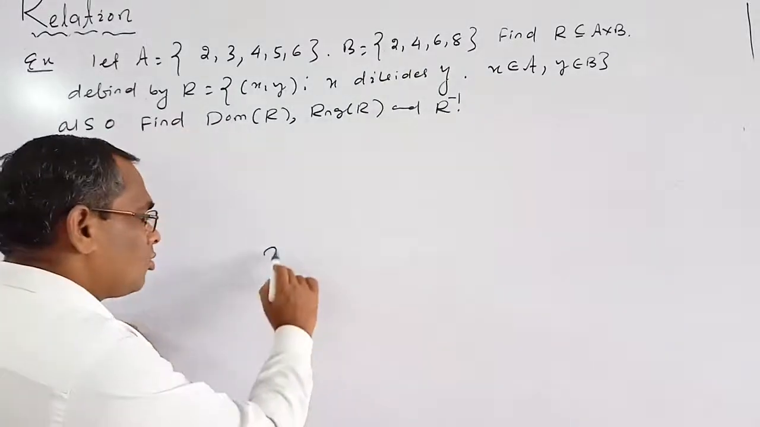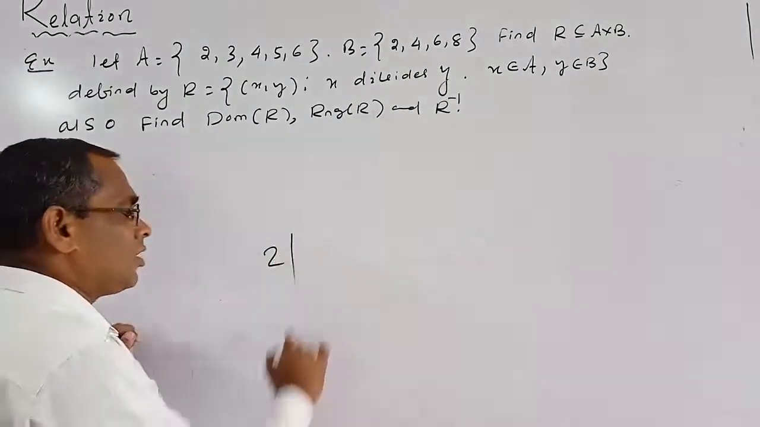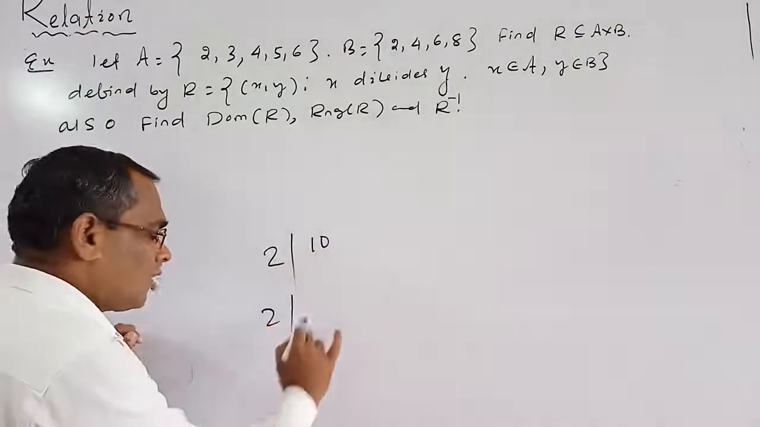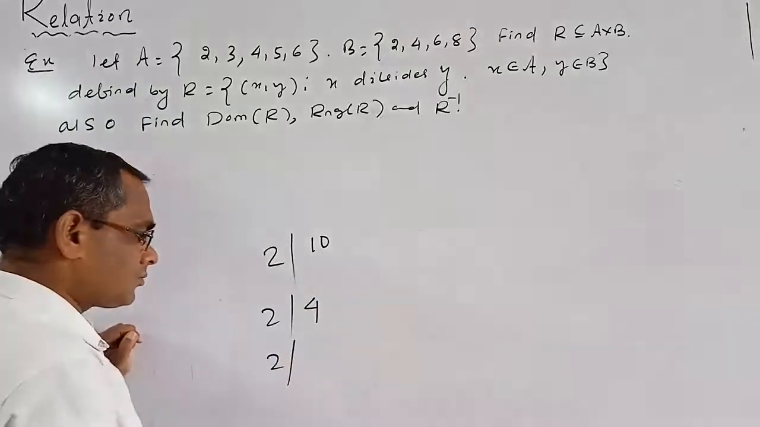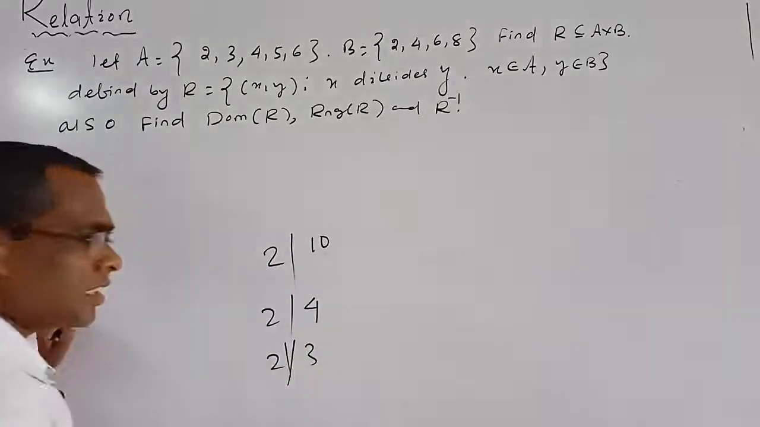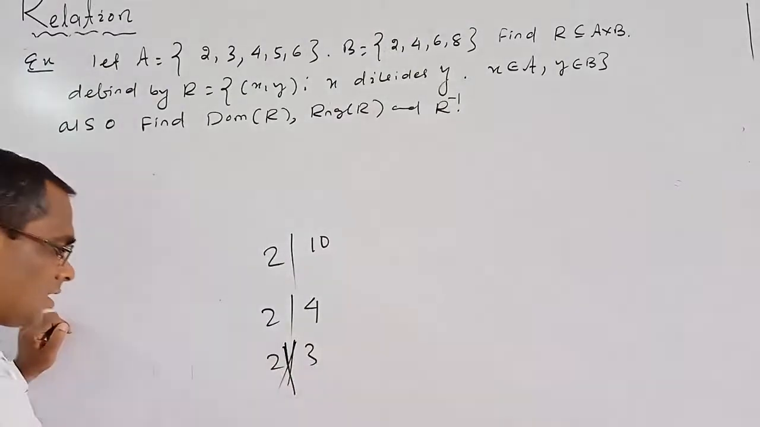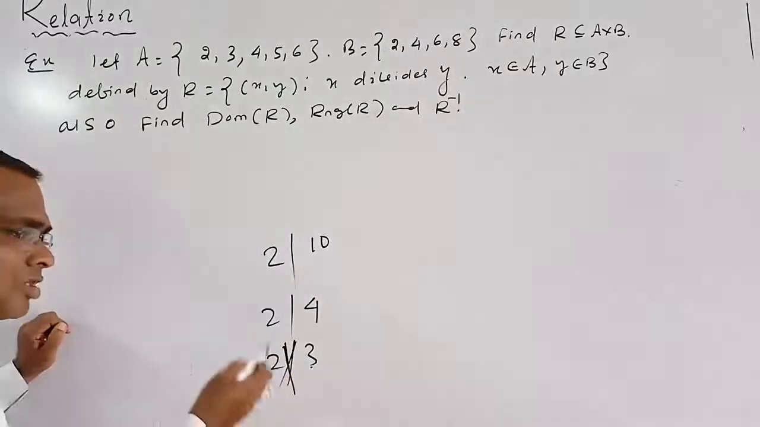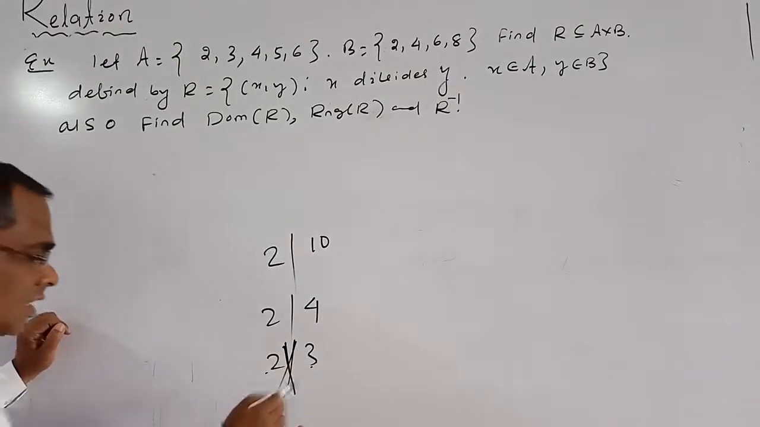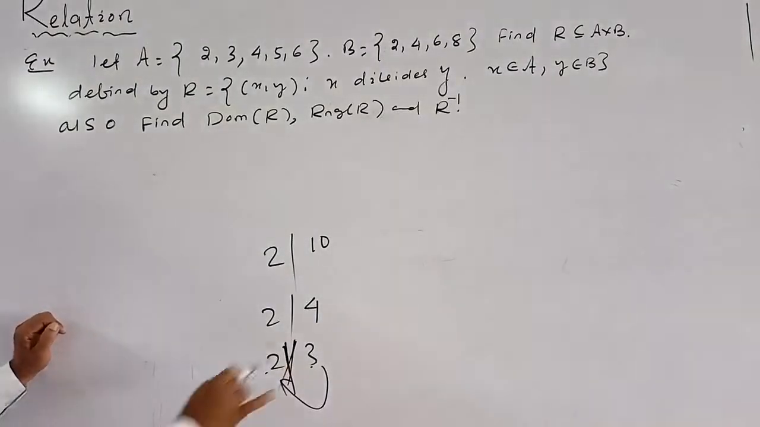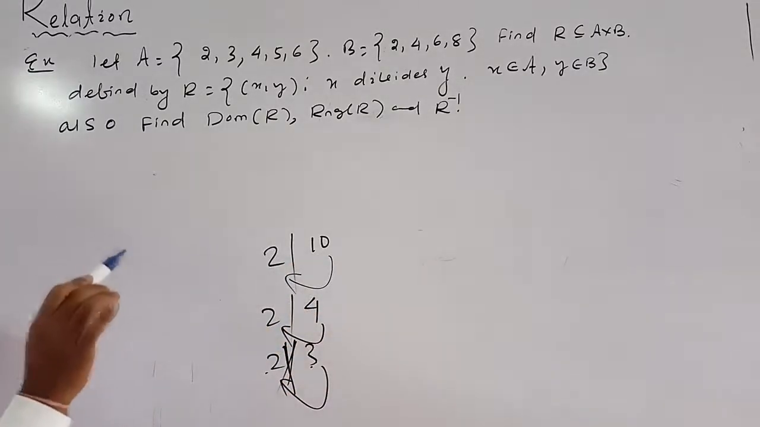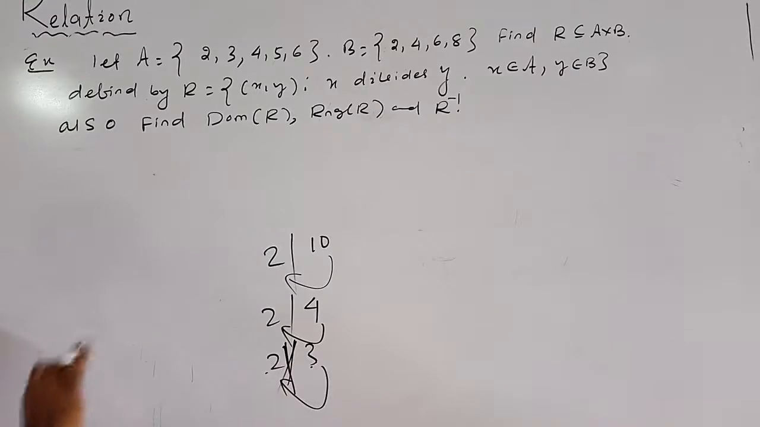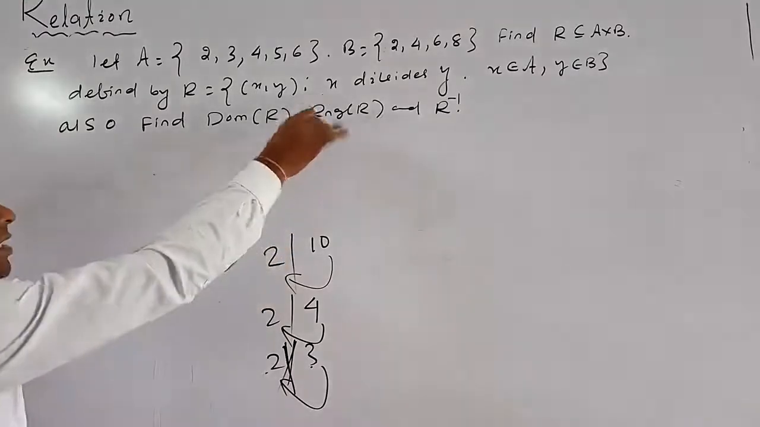For example, 2 divides 10, 2 divides 4, but 2 does not divide 3, meaning 2 is not a factor of 3. Automatically 3 is not divisible by 2, but 4 is divisible by 2, and 10 is divisible by 2. x divides y means y is divisible by x, or we can also say that x is a factor of y.